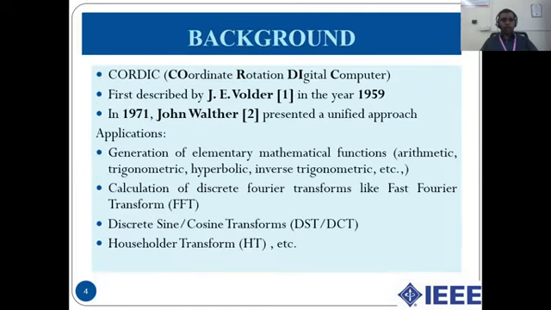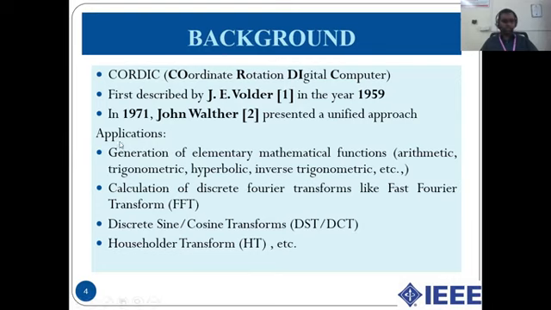Coming to the background on CORDIC algorithms, CORDIC, by the name itself, suggests that it is an algorithm which depends upon the coordinate rotation digital computer. It was first described by J. E. Volder in the year 1959. And in 1971, John Walther presented a unified approach for this CORDIC algorithm. It is one of those popular shift and add algorithms used to calculate many arithmetic, logarithmic, trigonometric, hyperbolic, and inverse trigonometric functions. It is a very simple iterative convergence algorithm that reduces complex multiplications, greatly simplifying overall hardware complexity.